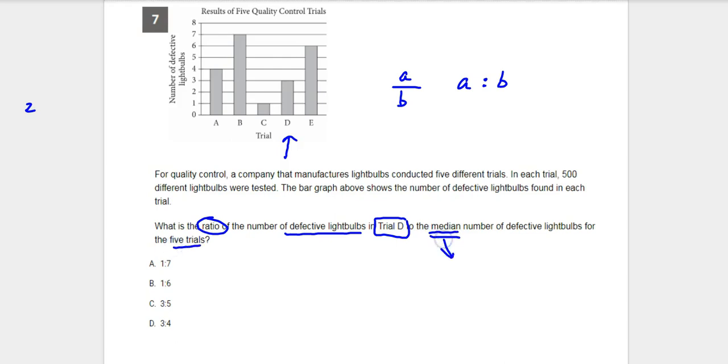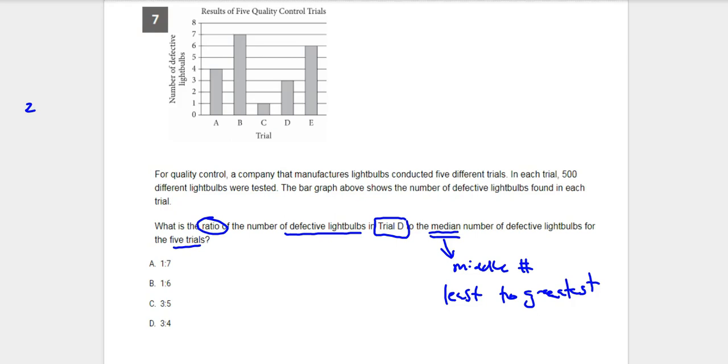So remember, median is the middle number, and you have to put them in order from least to greatest before you can find out what the middle number is. So kind of looking up here at our information, we're going to focus on D here. Well, D has 3, all right? So we want to do the ratio of the number of defective light bulbs in D. So 3 is the defective in D, compared to the median.